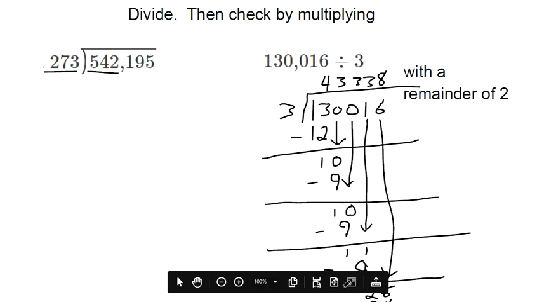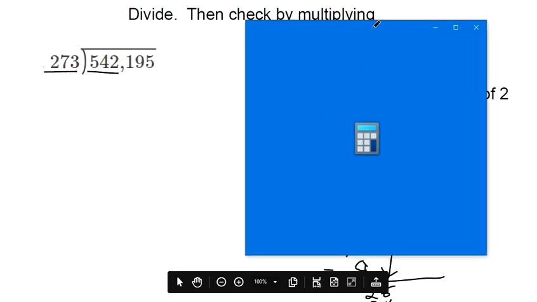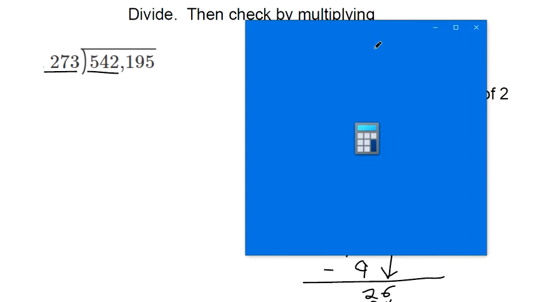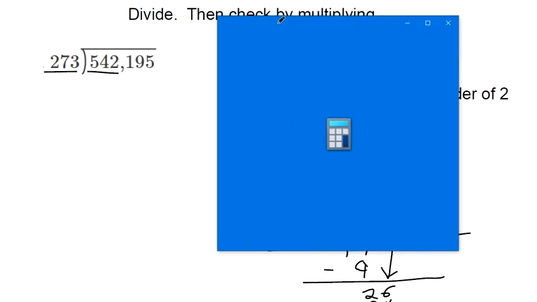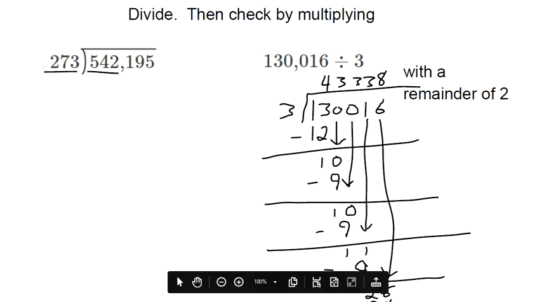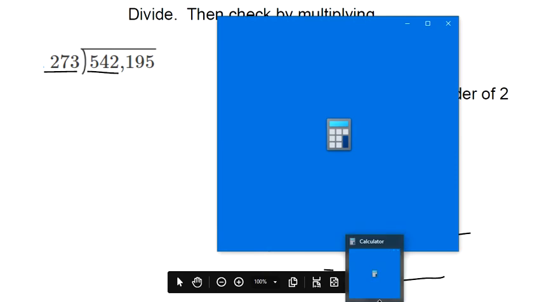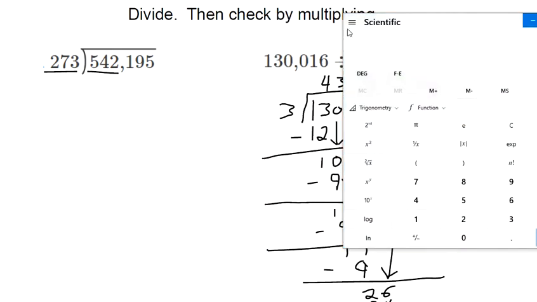Oh, computer's hiccuping, hold on. So 273. Come on, computer. Load that calculator. Let's try again. Alright, we're going to do it by hand. Oh, there it goes. Okay, so 273.